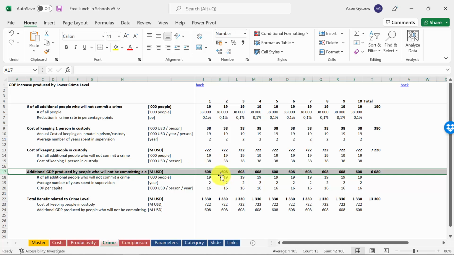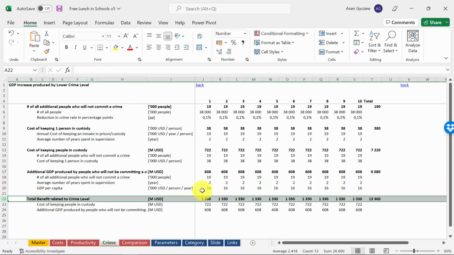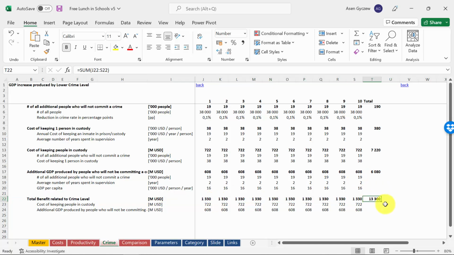It will be a little bit above $600 million. The total benefit, we've got in row 22, and as you can see, it's $1.3 billion every year. In total, it's almost 14 billion. Obviously, we mean a sum of nominal values in 10 years.